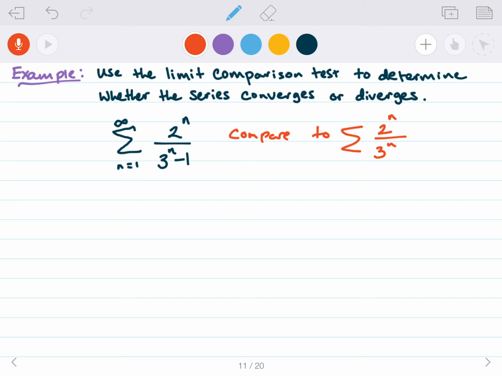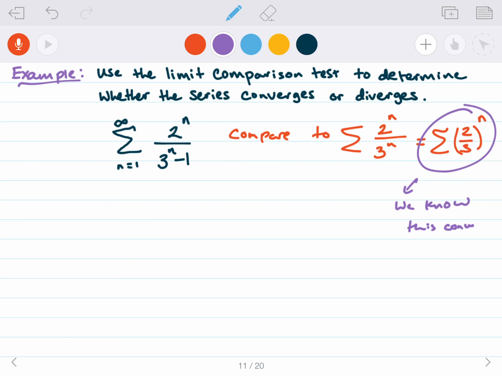Because this is nice. This is a geometric series, right? This is the same thing as 2 over 3 to the n. And what we know about this guy is we know this converges. How do we know that? This is from a previous lecture.